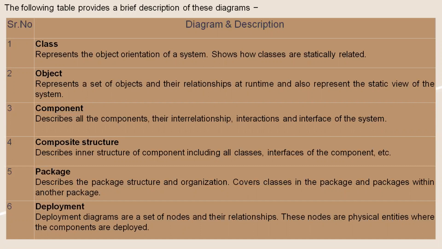When we are preparing the class diagram, it represents the object orientation of the system and shows how classes are statically related. Whenever we want to create an object diagram, it represents a set of objects and their relationships at runtime, and also represents the static view of the system. Next one is the component diagram, which describes all the components and their relationships, interactions, and interfaces to the system.